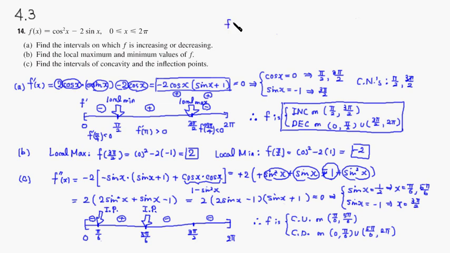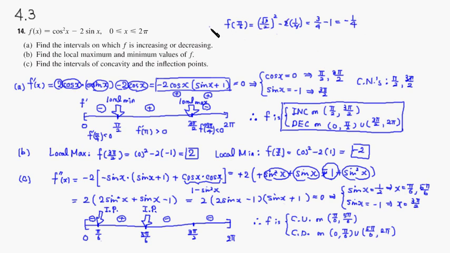So f of pi over 6. Cosine of pi over 6 is square root of 3 over 2. Then you have to square that, and minus 2 times sine of pi over 6, which is 1/2. So you have square root of 3 squared is 3, 2 squared is 4, and minus 2 times 1/2 is minus 1. So it's going to give you negative 1/4.